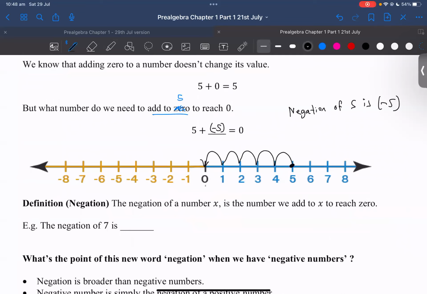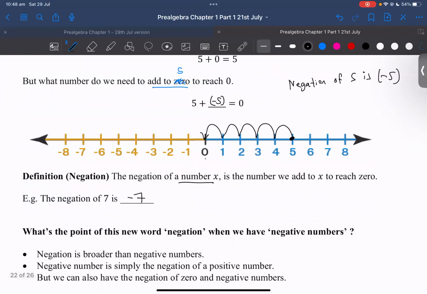A new idea called negation, right? The negation of a number x is the number we add to x to reach 0. So for example, the negation of 7 would be? Okay. Well, let's talk about this.